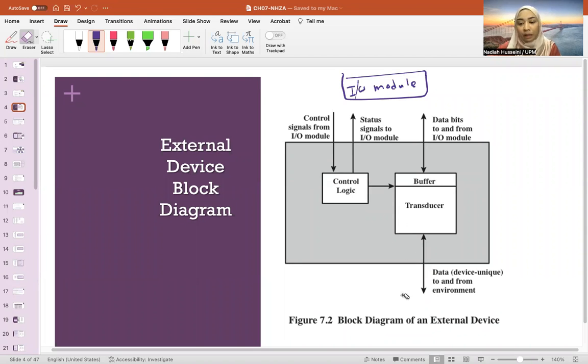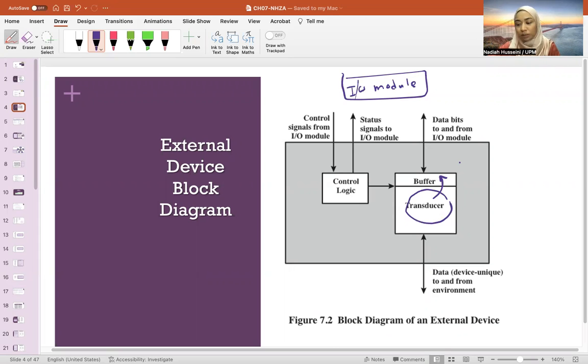So let's say I am connecting a keyboard to the I/O module. I am pressing some keys, right? When I press, you have some electronic signal going on, and the transducer will translate this into codes. I am pressing on the keyboard that is transmitted as an electronic signal, and that electronic signal is converted by the transducer to become codes, and the codes are stored in the buffer temporarily.